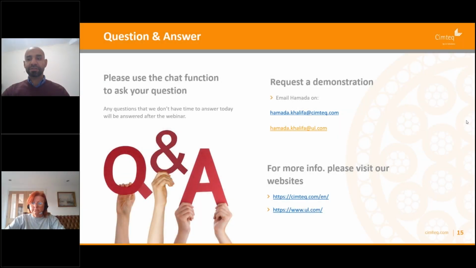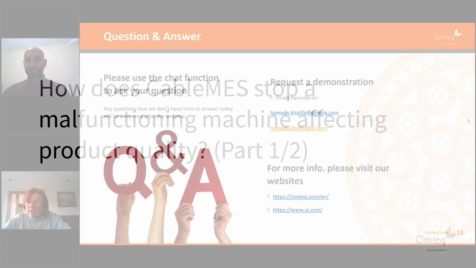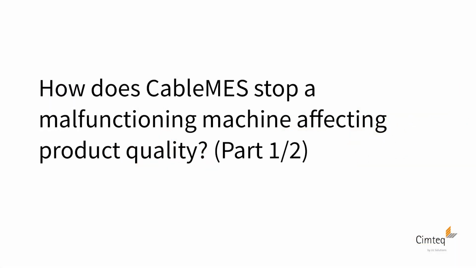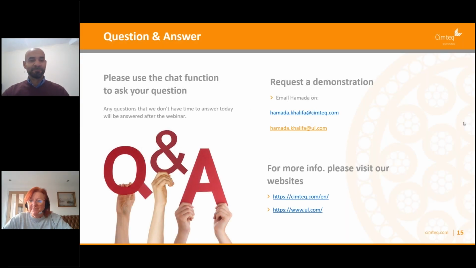So Amanda, do you want to take the first one, or I have no issue? I'm seeing one: How does CableMES attend to or stop a malfunctioning machine affecting the quality of a product? That's a good one. I can answer that if you want, and please feel free to comment if I miss anything.